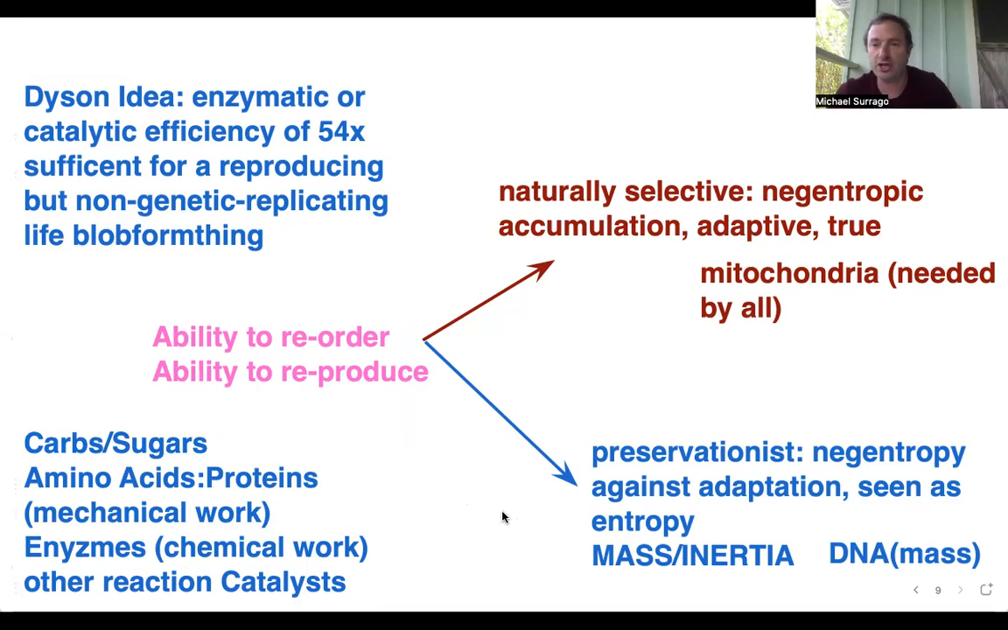With just that alone, what Dyson was arguing is that if you could get the catalytic ability up to 54x, in other words, you lower the activation energy to 1/54th the size, thereby speeding up the reaction by a factor of 54, then with the given energy available, you could achieve a self-reproducing but non-genetically replicating life blob form thing. And the life blob is going to have a changing volume. It's not going to have a defined shape other than its container. So think of it as a liquid form of life that is maybe compatible with higher and more complex life forms.